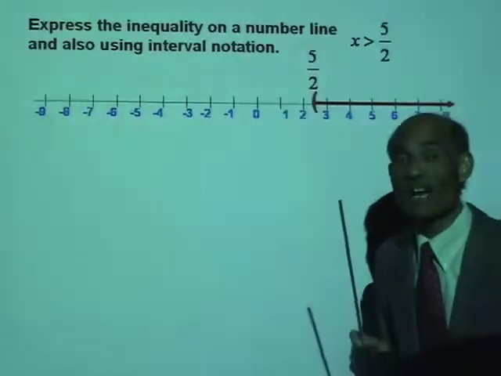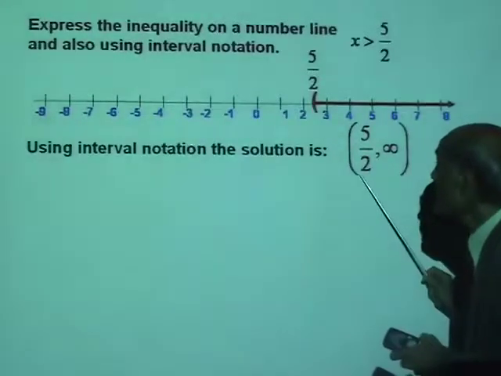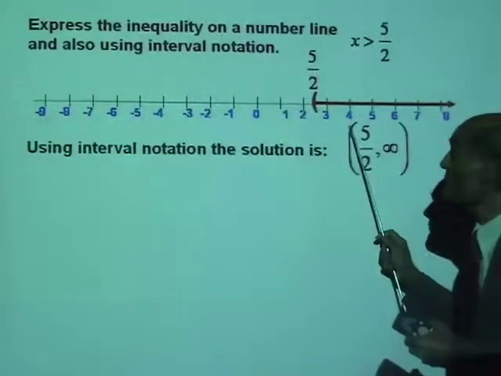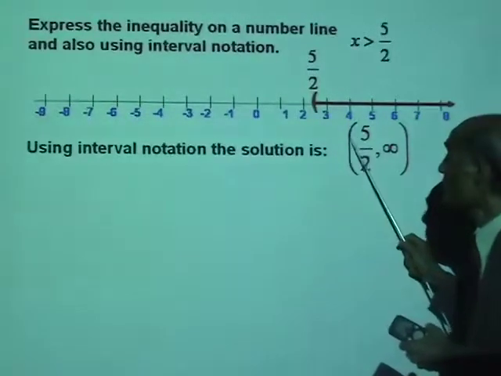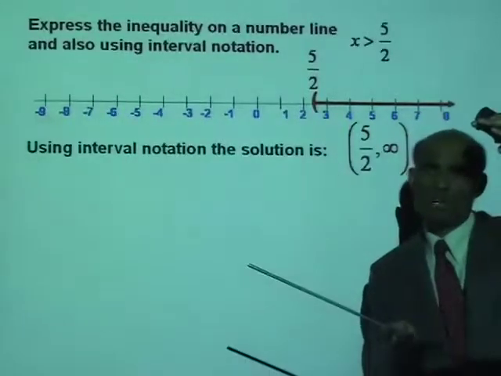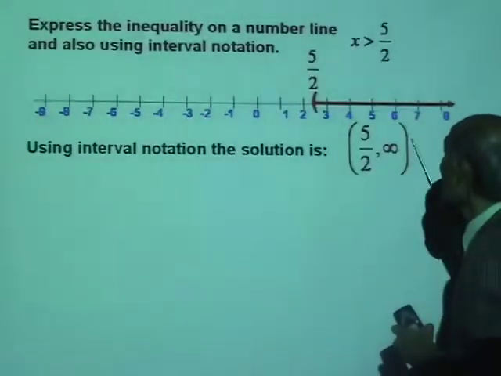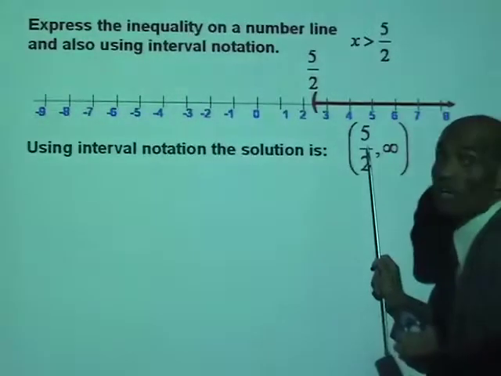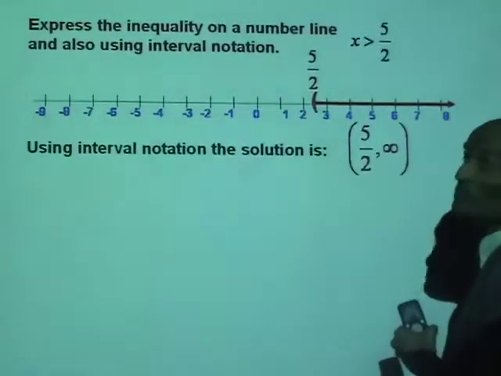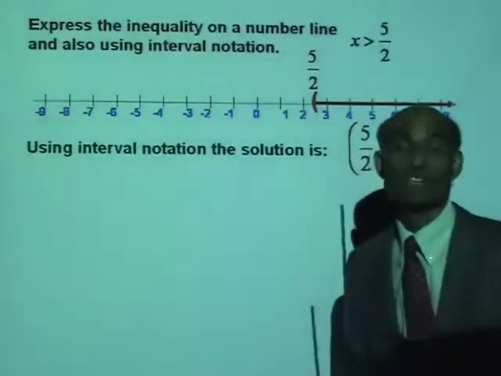And how do you write that in interval notation? Watch this. Parenthesis, 5/2, comma, infinity. Don't read it as a square bracket. This is the way parenthesis comes in on the computer when you have a large number to enclose. So (5/2, ∞). In other words, all numbers from 5/2 to positive infinity, excluding 5/2, are in the solution set.